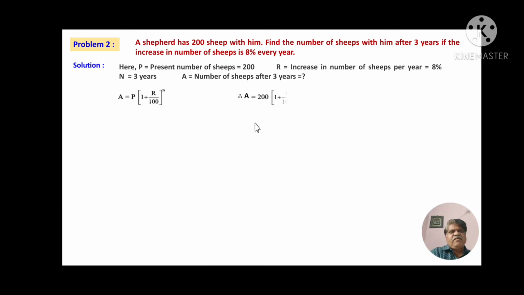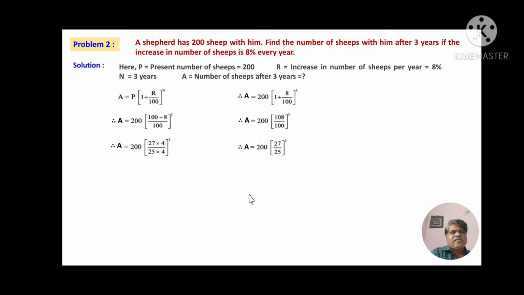Therefore, substituting the values, A is equal to 200 into bracket 1 plus 8 upon 100 raised to 3. Therefore, A is equal to 200 into bracket 100 plus 8 upon 100 raised to 3. Here, 1 is multiplied with 100. So, friends, A is equal to 200 into bracket 108 upon 100 raised to 3. Therefore, 200 into bracket 27 into 4 upon 25 into 4 raised to 3. Again, we will simplify. A is equal to 200 into bracket 27 upon 25 raised to 3.